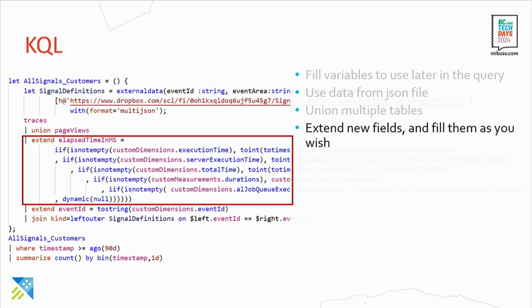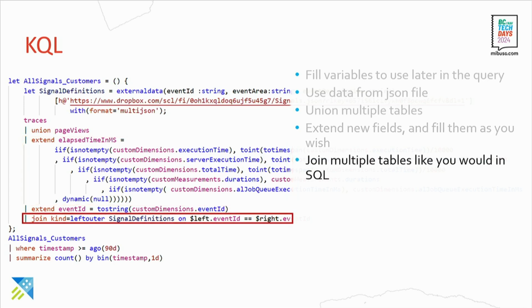And that is actually what this snippet is. You can join. If you have built two tables, you can join both tables. In this case, I had my signal definitions, which was a JSON file. I will show that in a minute. And I've got my other table, being the traces union with the page views, and I can join them together. If I have an event ID in one, I can take the message from my JSON file and put that in the same query. It's very much SQL that you're doing here.